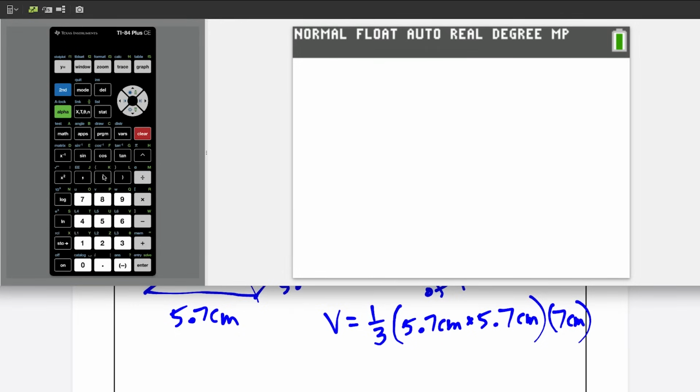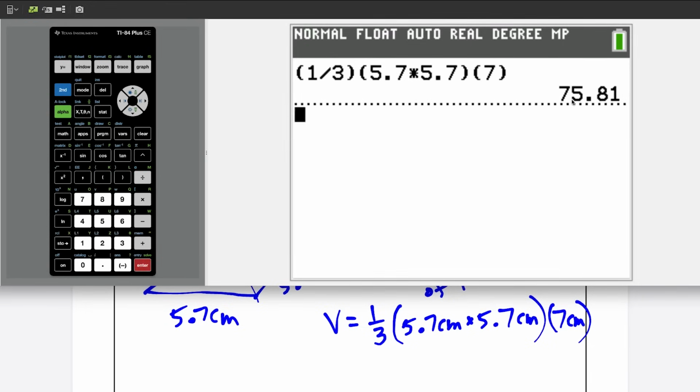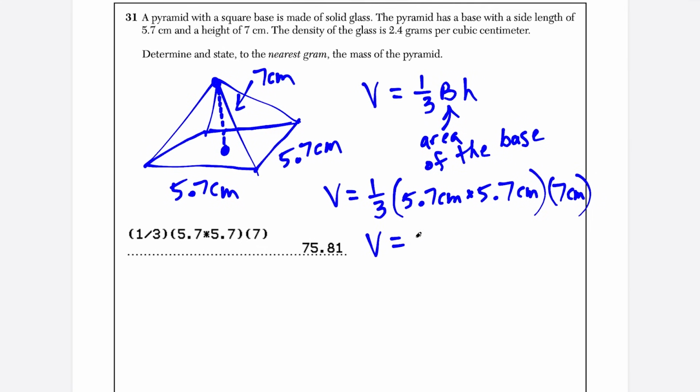So we're doing 1/3, so we have 1 divided by 3, and I'll throw this in parentheses. And we're multiplying by 5.7 times 5.7. And then next, we are multiplying by 7. So I'm just going to put parentheses 7 and close it, and this gives us the volume. So the volume is 75.81, and the units here, we're doing centimeters times centimeters times centimeters, which is cubic centimeters.